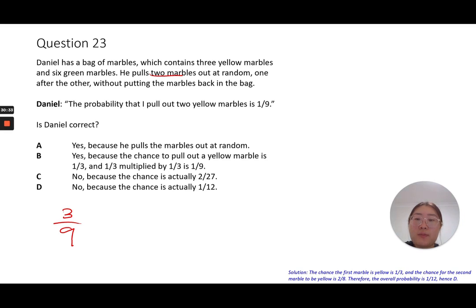Now, what happens to the second marble? Well, there's only going to be 2 yellow marbles, but then again, out of the total, there's only going to be 8 marbles remaining because we picked one out regardless of if that was yellow or green, okay? So 2 out of 8. So to find the actual probability, you're going to times. And before you do that, you can simplify 1 over 3, and this would be 1 over 4, and you get 1 over 12 as a result. So D is your answer.